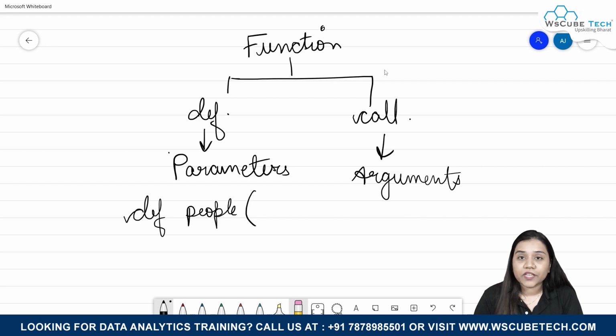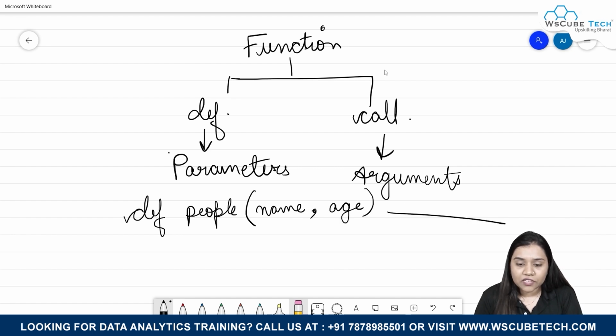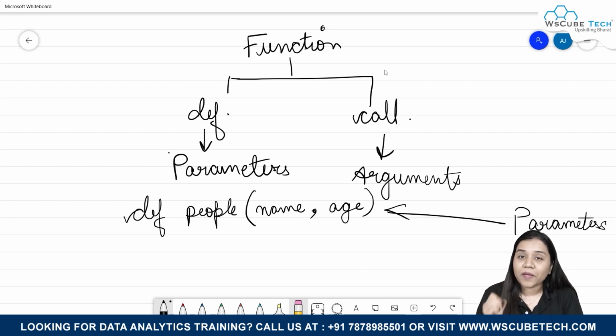Here I need some variables like their name and age. So I'll be writing name comma age. These name and age over here will be termed as our parameters. Now guys, there are two types of functions, parameterized functions and non-parameterized functions. So if you ever hear this term, don't get confused about what a parameterized function and a non-parameterized function is. Parameterized functions are basically those functions which have parameters, and non-parameterized functions are those functions which do not have parameters.